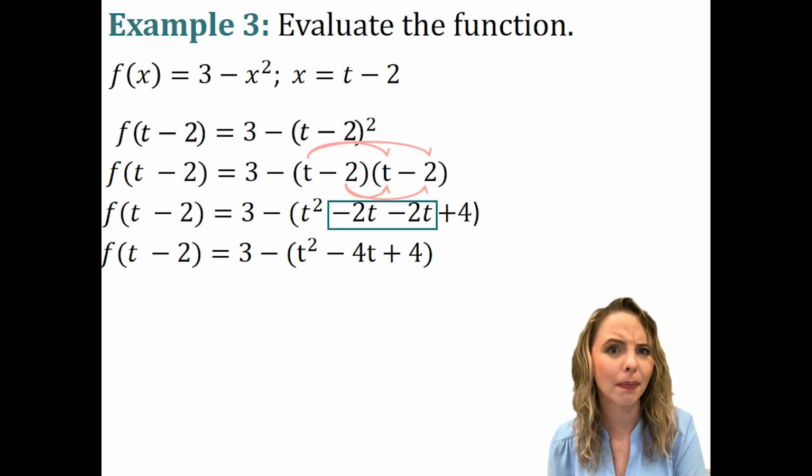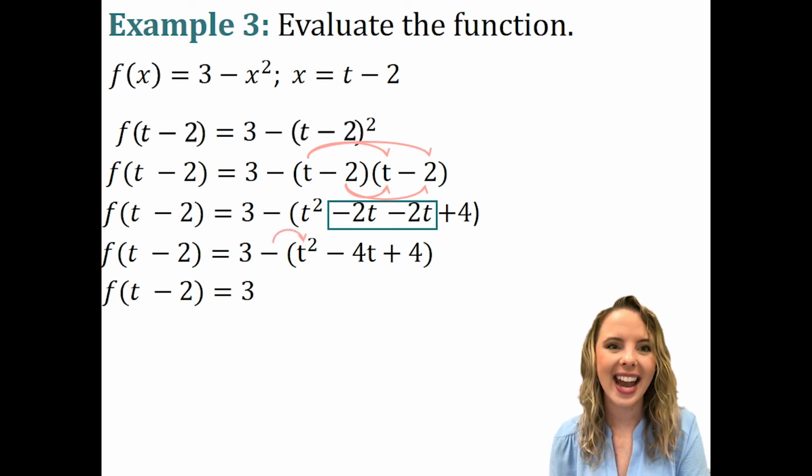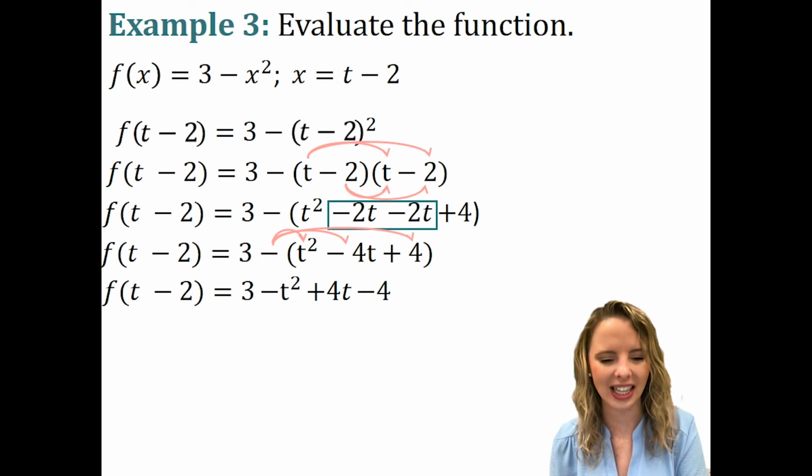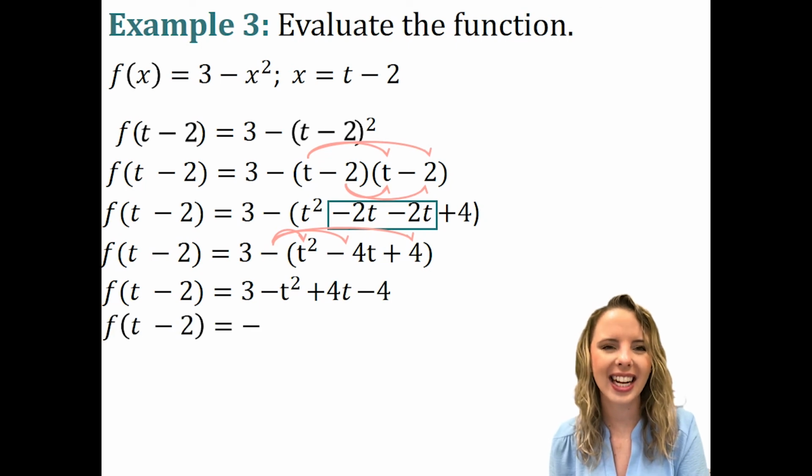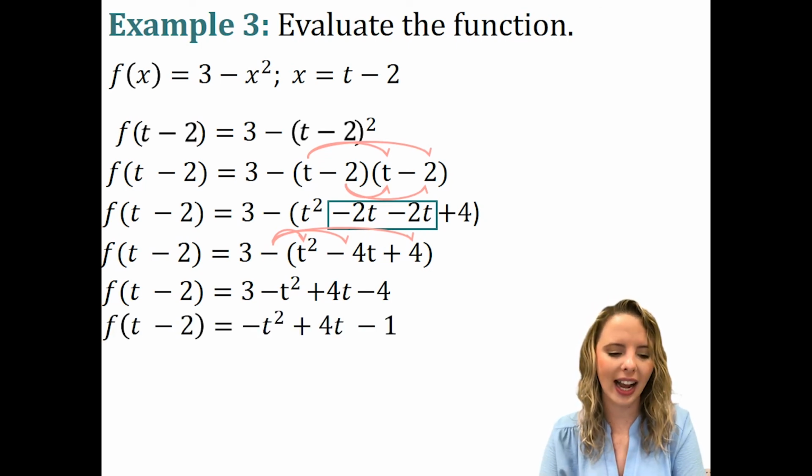What's our next step? Distribute the -1. We have a -1 times t squared, which is -t squared. -1 times -4t, which is +4t. And lastly, we have -1 times a +4, which is -4. Is there anything else we can do to this function? Yes, there is. We can combine our like terms. 3 minus 4 is going to simplify to -1.